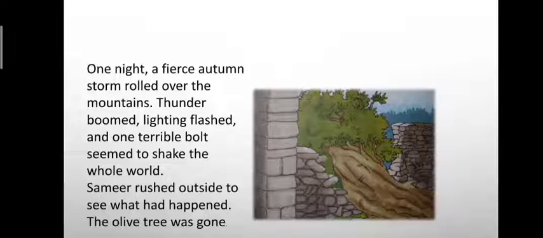And then, one night, a fierce autumn storm rolled over the mountains with thunder, lightning flashed, and one terrible bolt seemed to shake the whole world. Samir rushed outside to see what had happened. He saw the olive tree was gone.